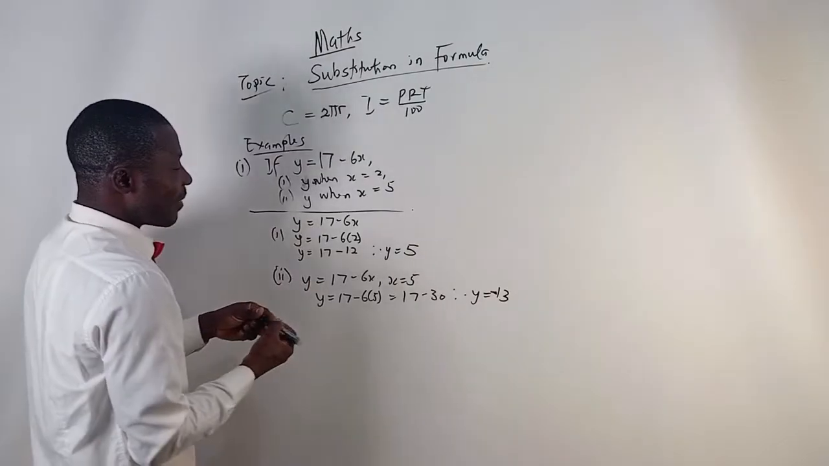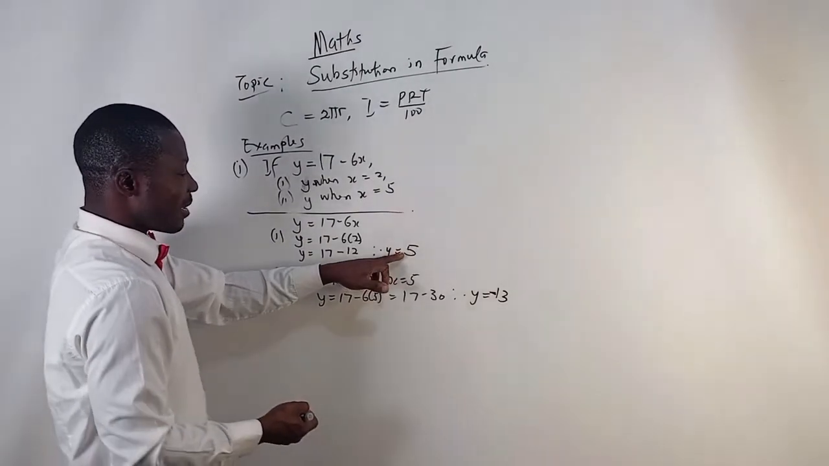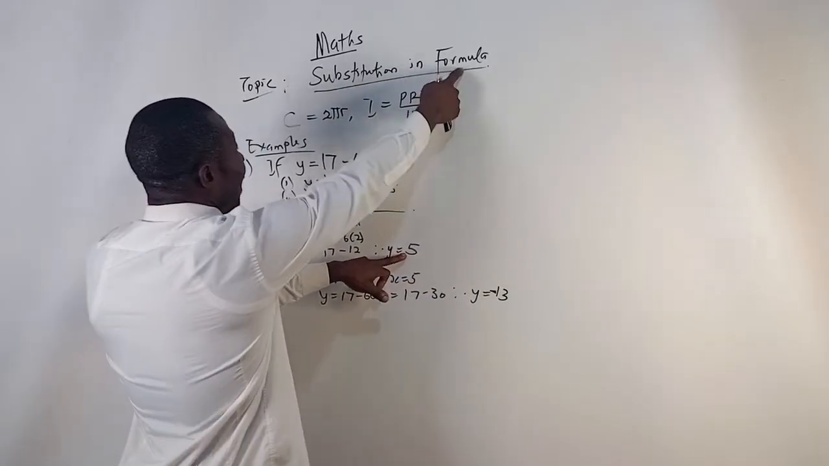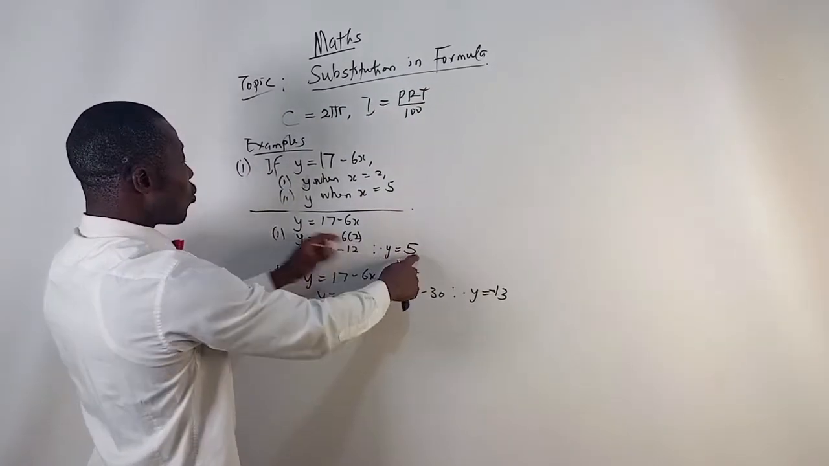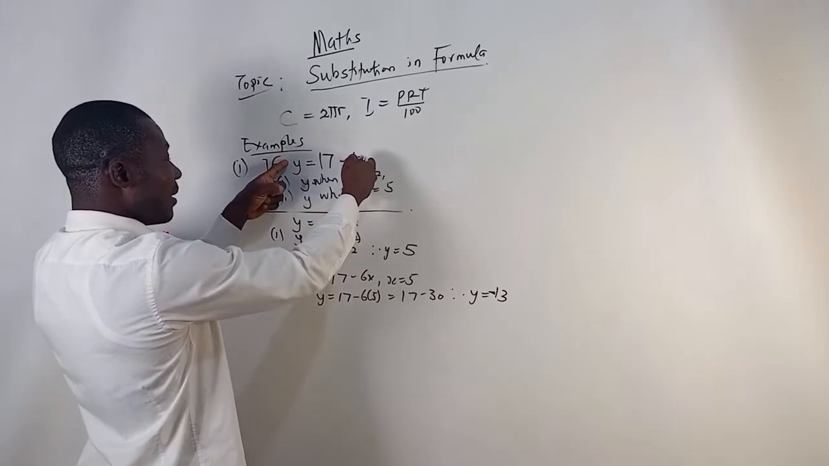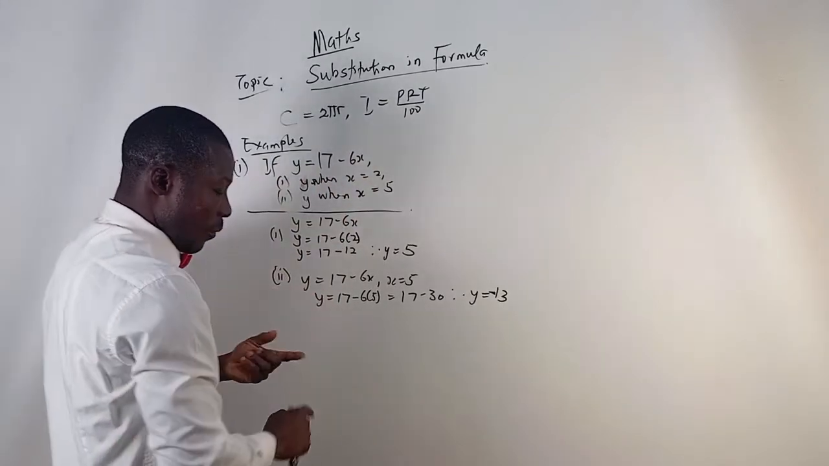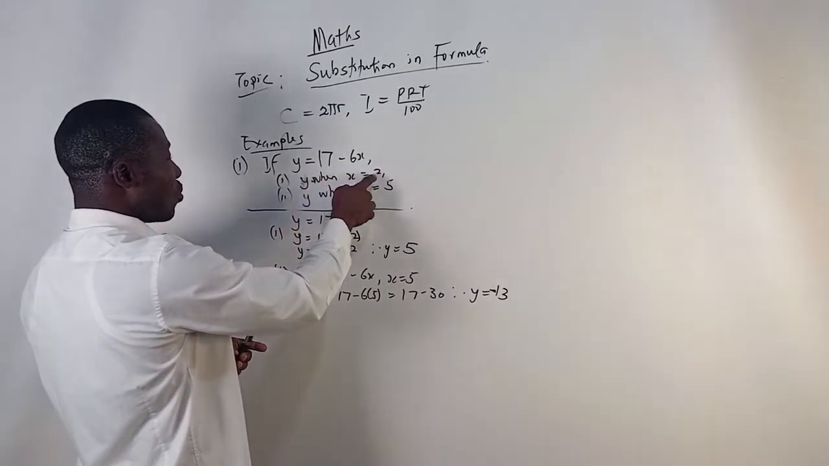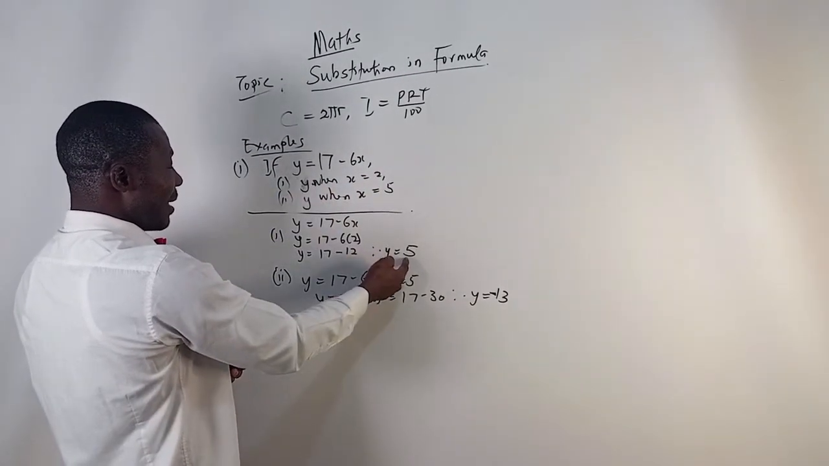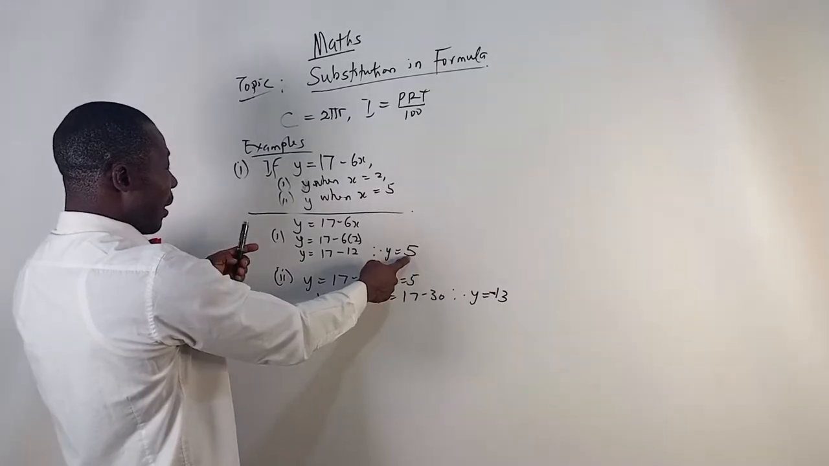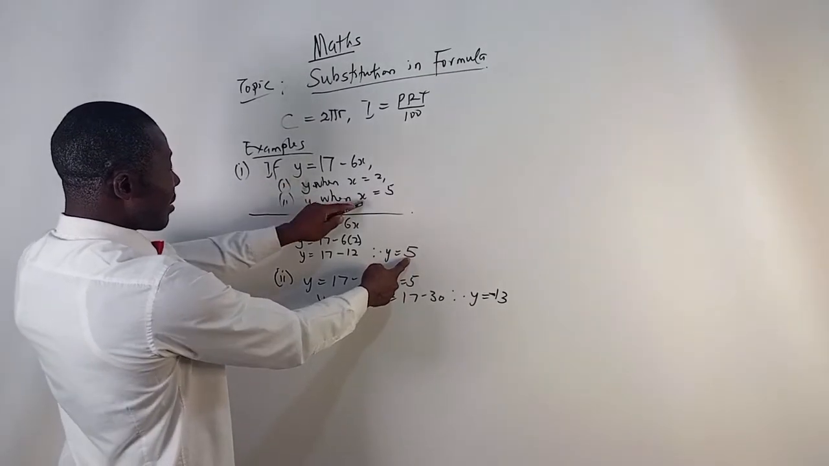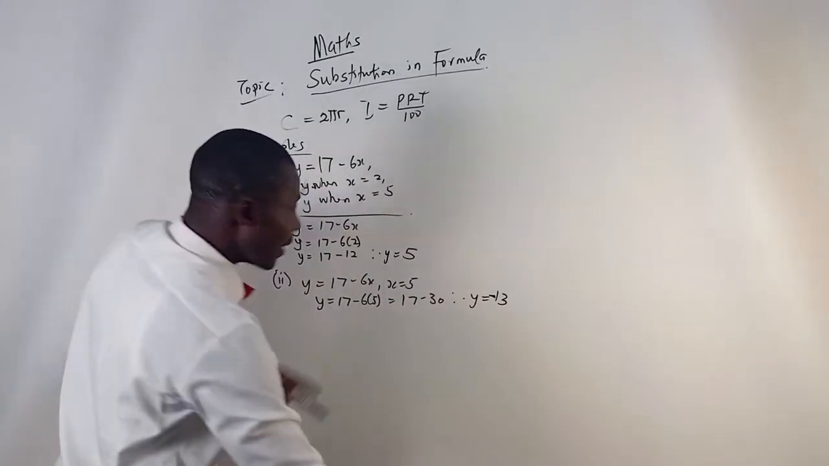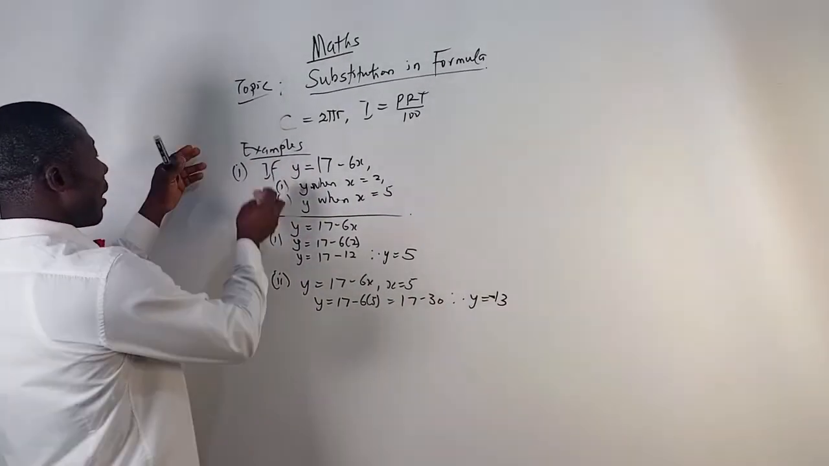So it means the value can come in positive form, it can also be negative. When I talk about substitution in formula, it is whatever they give to us that we substitute into any equation given, and we can get positive, we can get negative. So the first one, when x equals 2, the value of y is 5. And when x equals 5, the value of y is now minus 13. So this is example number 1.